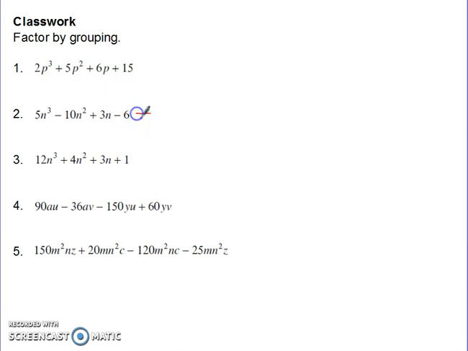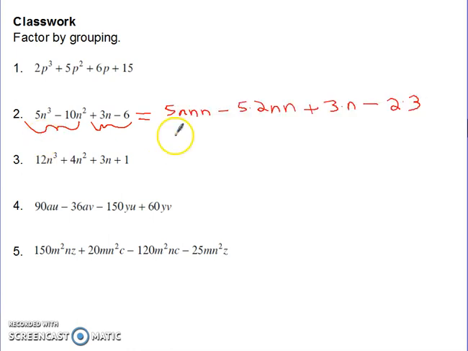Problem 2, go ahead and once again identify the greatest common factor from the front and the back two. And we'll do that by breaking the problem apart. Okay, so identifying the greatest common factor from the front two, we have a 5 in both, we have an n in both, and we have another n in both. So I can factor out 5n squared from both, leaving me with an n minus 2 on the inside of my parentheses here.